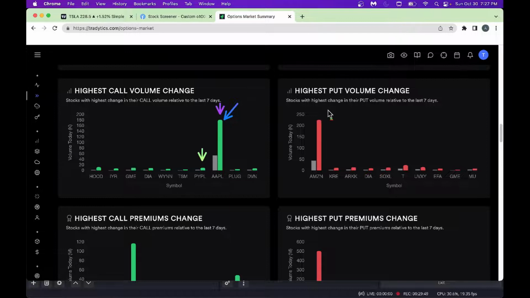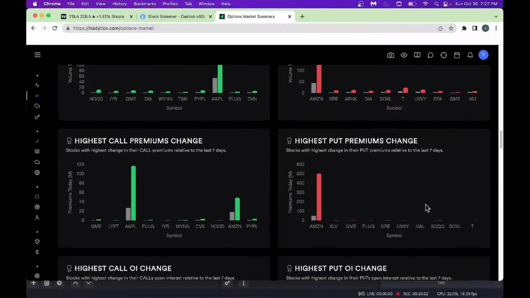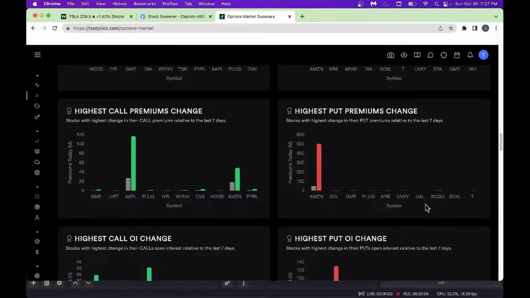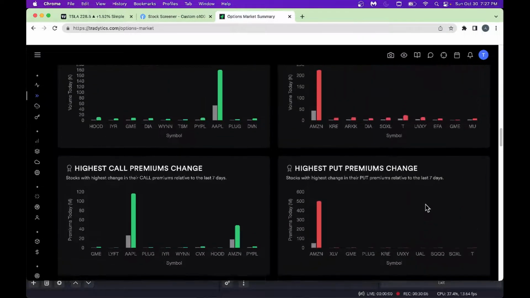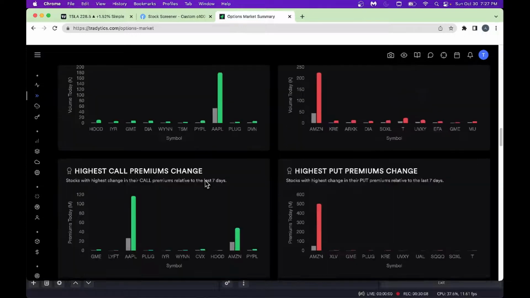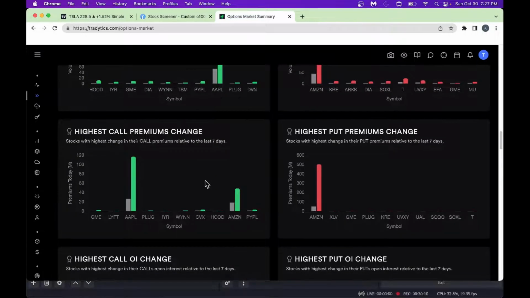Same story on the put side of the house here. Look, a lot of people are buying Amazon put here. Look at the relative volume, very high. And we got few more, AT&T. The people are buying put option here, and so on and so forth. All right. Then you got highest call premiums and highest put premium. Previously it's about the volume, as you can see here. Now we're talking about premium. Look, Apple, no surprise here, right?